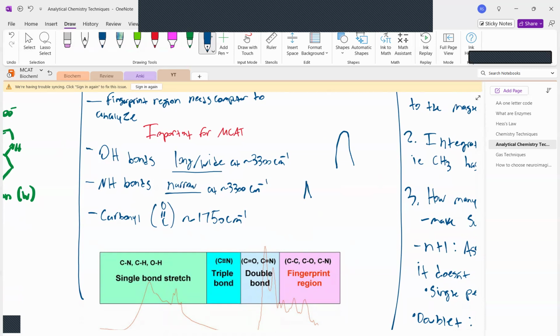And then the carbonyl, which has a carbon double bonded to oxygen, is typically around 1,750 centimeters to the negative one.